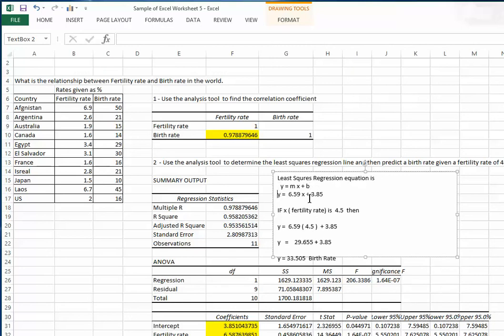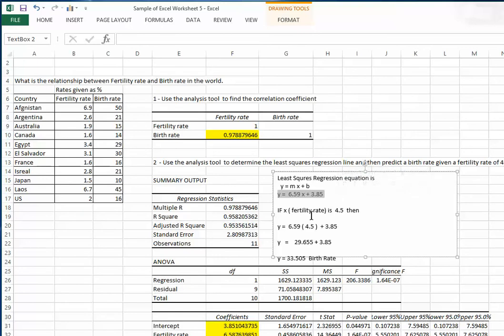where the m is the slope of the line, or the rate of change, and that would be the birth rate over the fertility rate. And you get that ratio, and that's going to give me that slope, and then the y-intercept. So you'll see where these two numbers went. The 3.85 is in here. It is the y-intercept, it's the b. And the 6.5, I rounded it to 6.59, is my slope. That is my least squares regression line, or my trend line, various different names that are given to it.